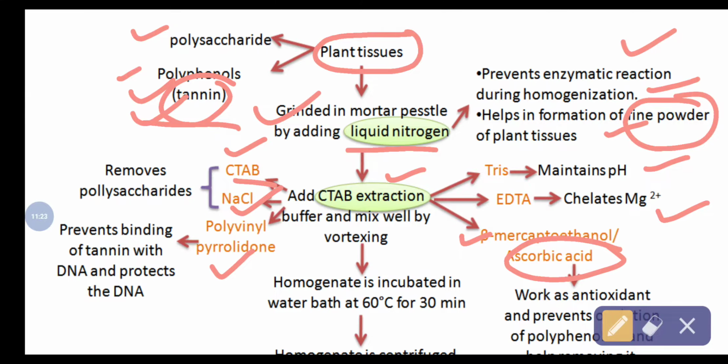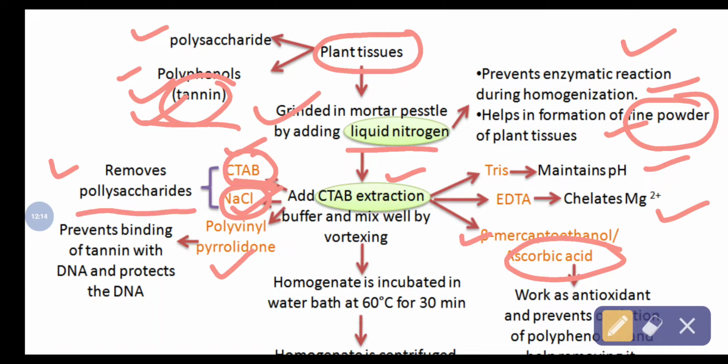And when we use the CTAB along with different concentrations of sodium chloride, the salt we are using, this salt will lead to the precipitation of these polysaccharides. Okay, and we can easily remove these polysaccharides by centrifugation, because all these polysaccharides will come into the debris, and in the supernatant we will have your DNA. So we can remove that supernatant from the debris, and we can utilize the supernatant for further processing.